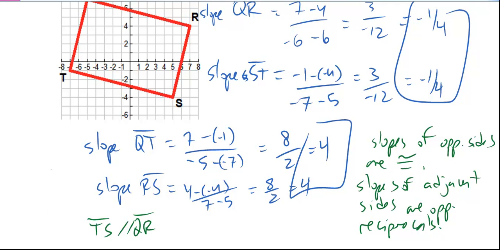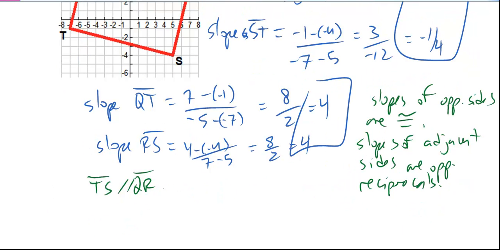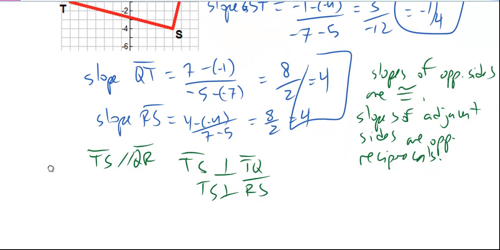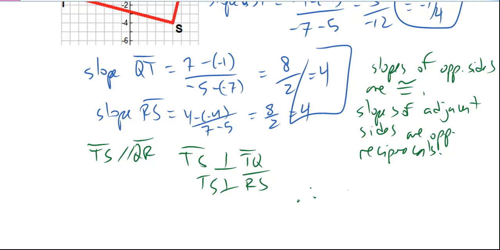And I can say that TS is perpendicular to TQ, and TS is perpendicular to RS, and we could say all these things, but the bottom line is we've shown, and I could keep going, but I think you get the idea. The point is I've shown now that there are 4 right angles in this figure and that it is a parallelogram, and so I can conclude that QRST is a rectangle, and we're done.